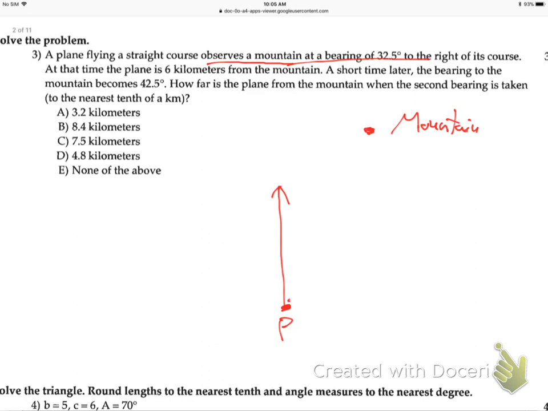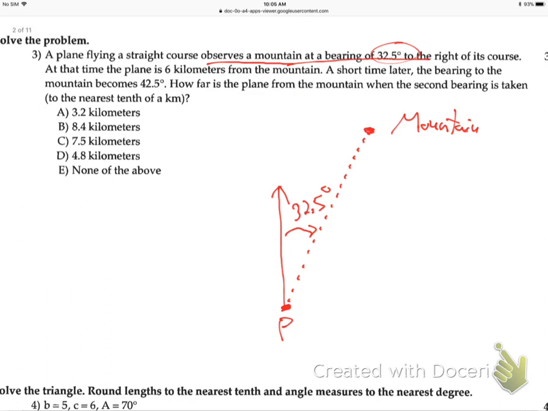And that mountain, it observes it. So there's its looking line, its line of observation. And that line is 32.5 to the right of its course. So say its course is straight up. I just did straight up because that's easy to start with. You could have done straight, right, anything. Well, I guess you couldn't do right because this is to the right of your course. Anyway, 32.5 to the right of your course. Does that make sense? That picture so far, that's the main part.